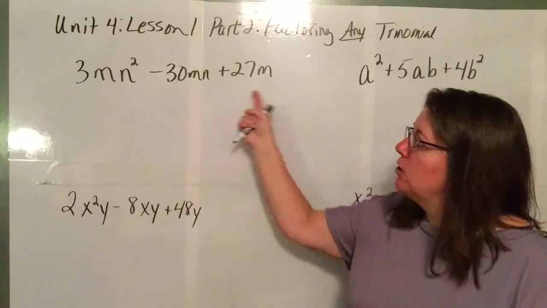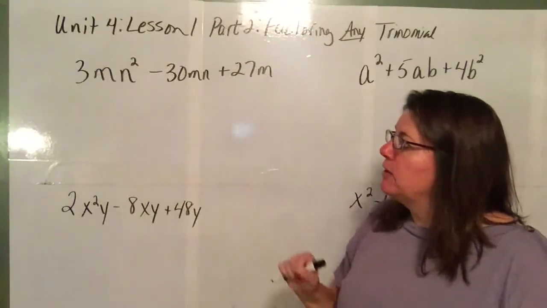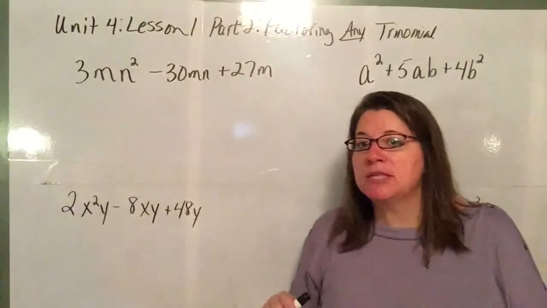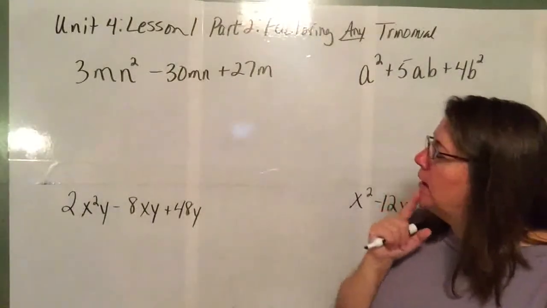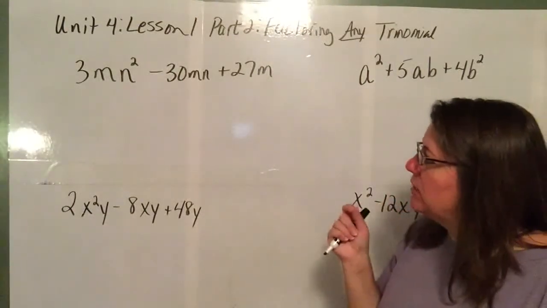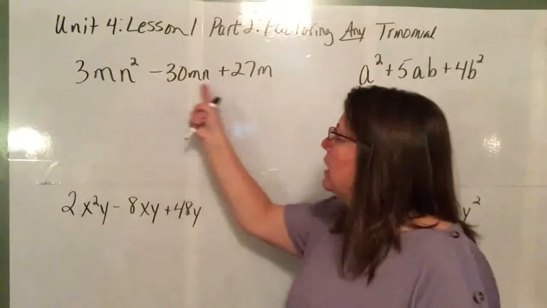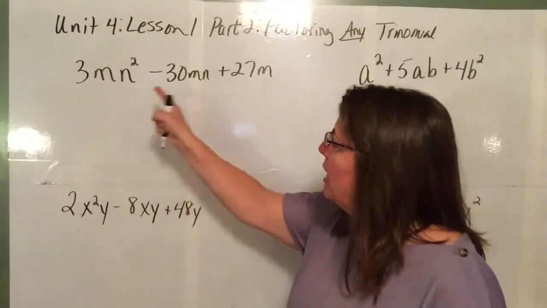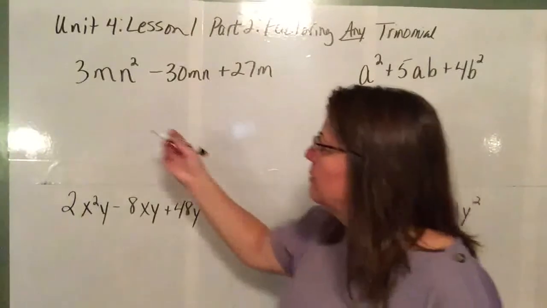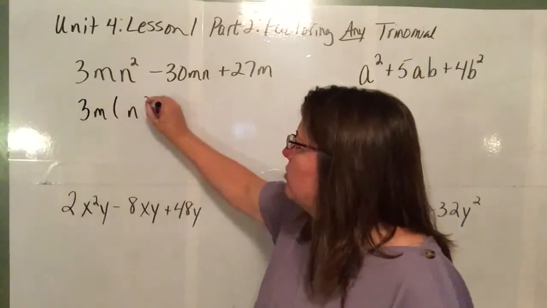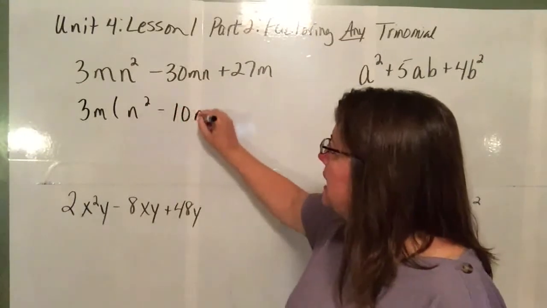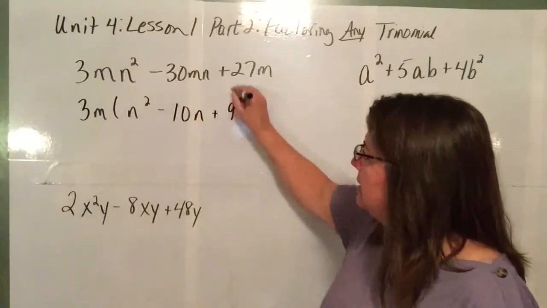If we look at this, in order to factor that trinomial, the first thing we're going to do is take out anything that they have in common. So we're going to look at the whole thing and see if there are any factors in common. Well, it looks like they all have a 3 that can come out, and it looks like they all have an m that can come out. So I'm going to bring out a 3m first. That leaves me with n squared minus 10n plus 9.